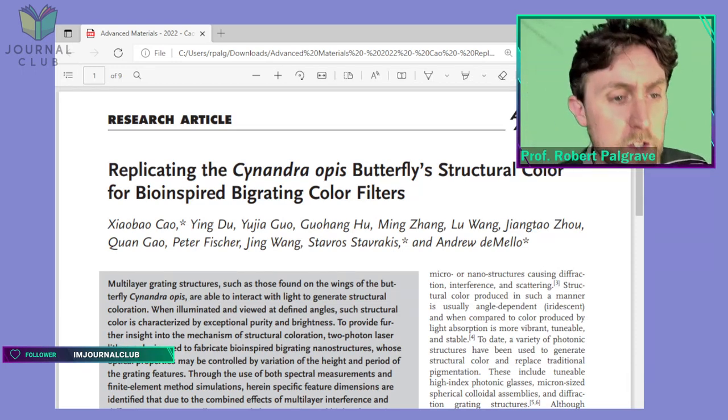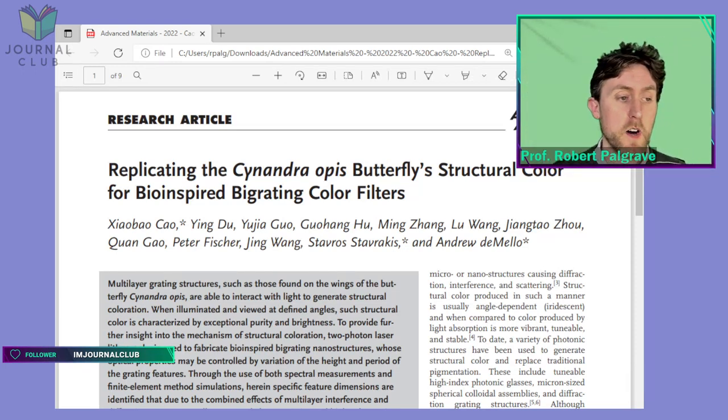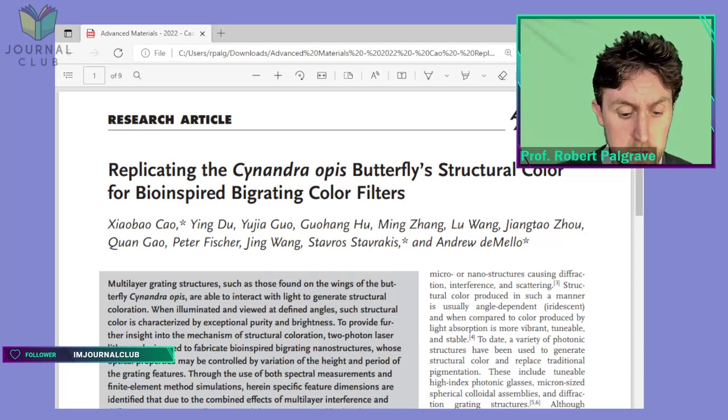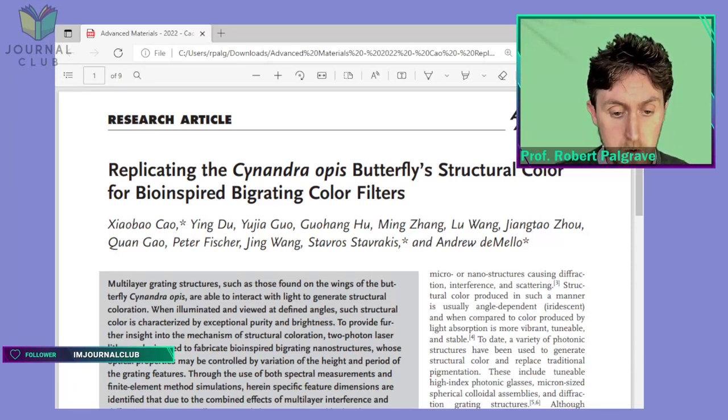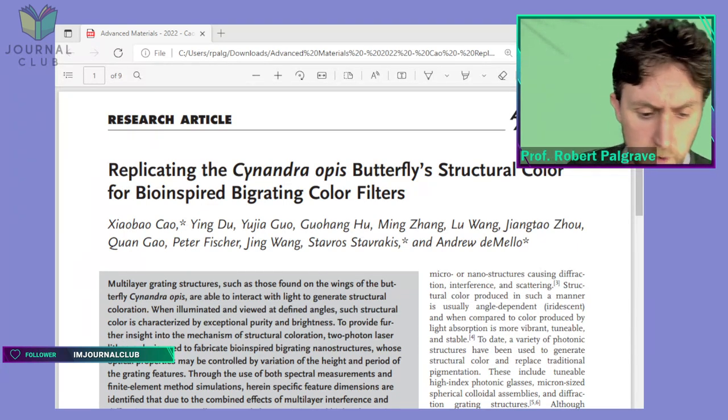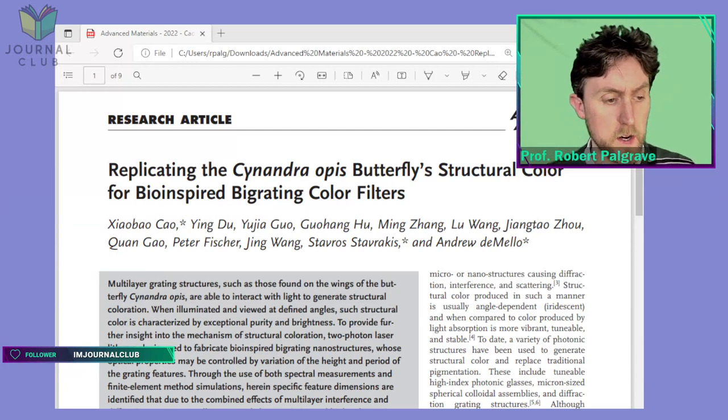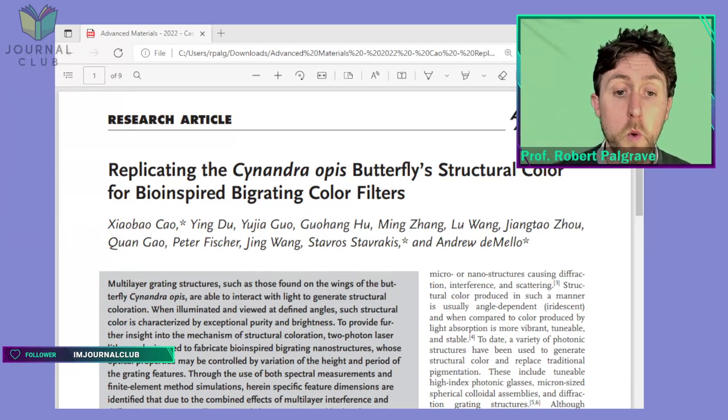So before we get too deep into the article, I'll say a few words about structural colour. I'm just going to set my volume level, change it a little bit. Hopefully that's a bit more comfortable. So what is structural colour?